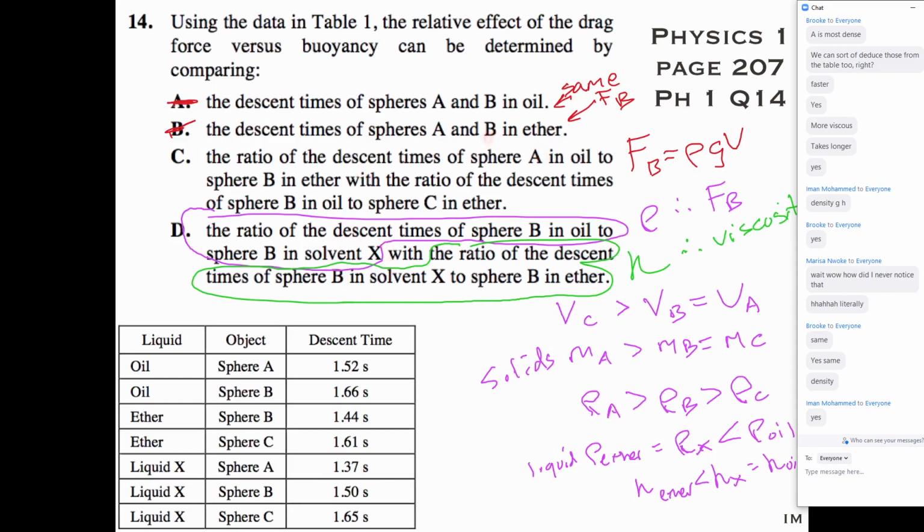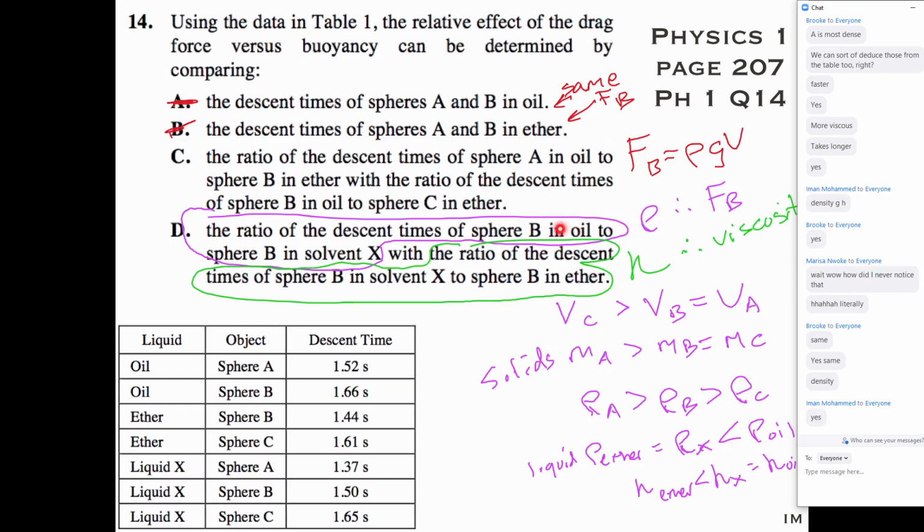Here, you have a different sphere in a different medium and a different sphere in a different medium. So you have a different buoyant force and a different viscosity, and a different buoyant force and different viscosity, meaning you're not, here you're comparing just buoyant force and just viscosity. And so you can make a comparison, which factor was bigger.